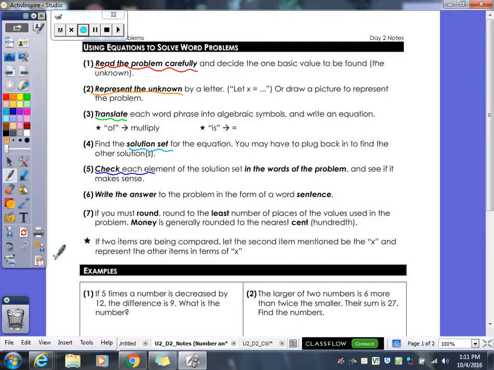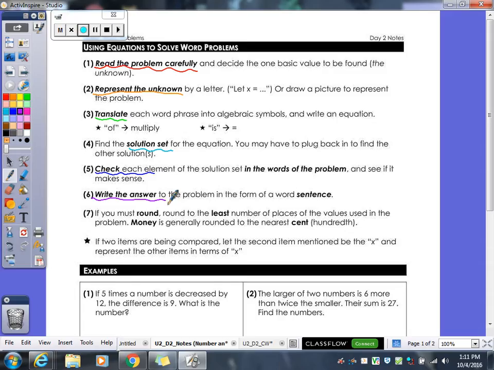You need to check each element in the words of the problem, make sure it makes sense. If we're trying to find an integer and I get a decimal, that's not going to make sense, so I have to go back and check something. If we're dealing with the length of a side and I get a negative, you can't have a negative length of a side, so you have to go back and check something.